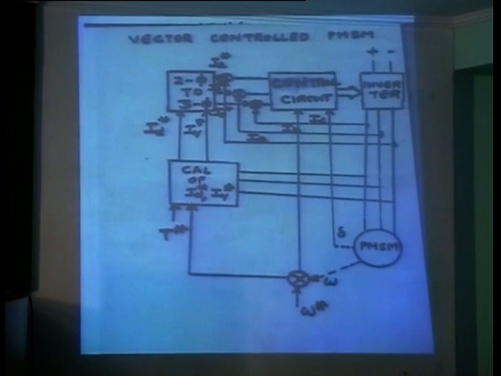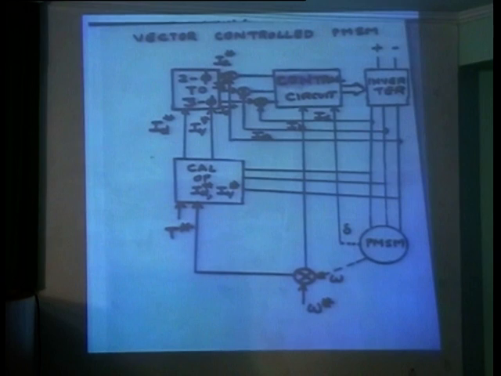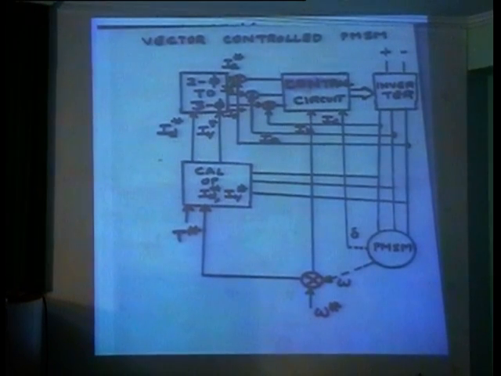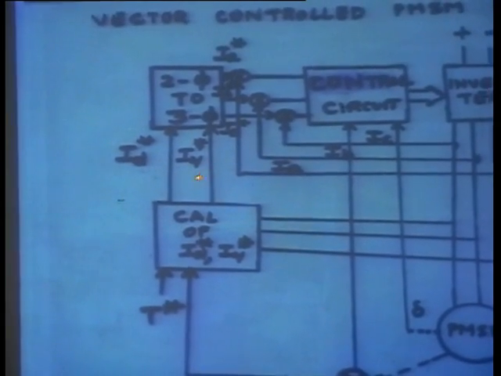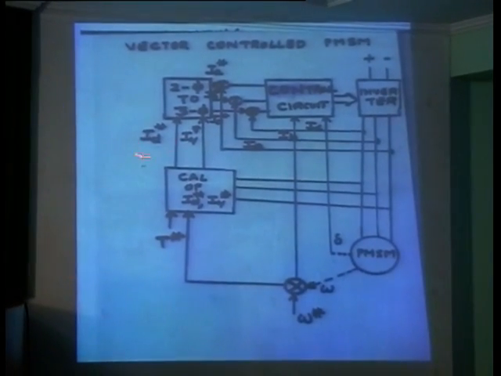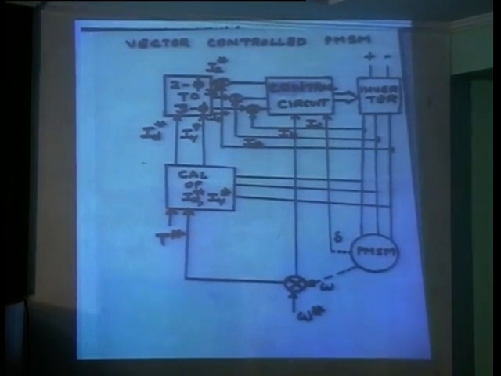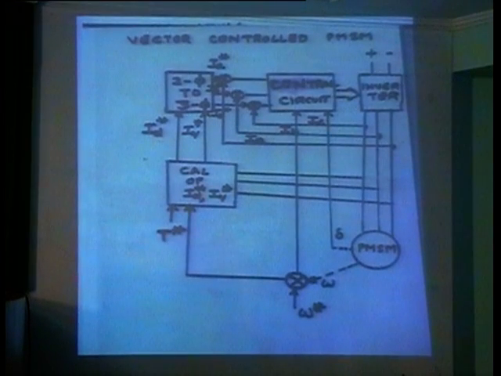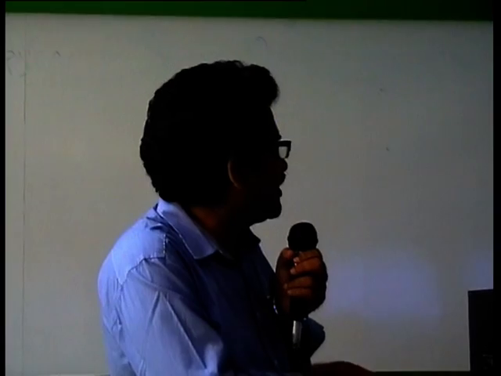So the machine is not giving me independent control. But with the help of an external control circuit, I am getting two signals, ID and IQ. By controlling IQ, which is similar to my armature current, I can control the torque. And by controlling ID, which is similar to field current, I can control the speed. So I can get independent speed control or independent torque control by using vector control, that is ID and IQ.